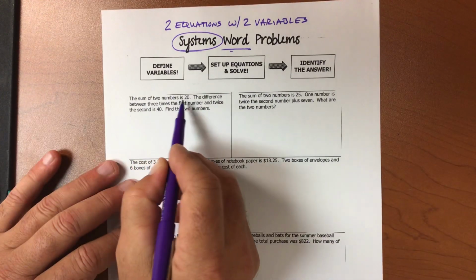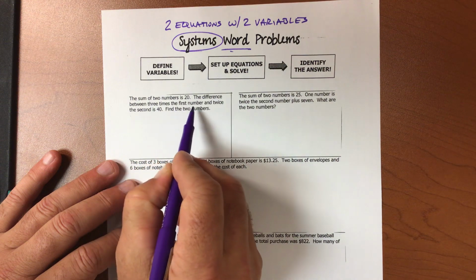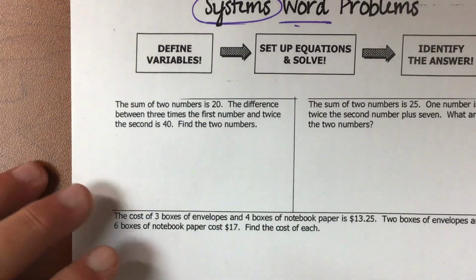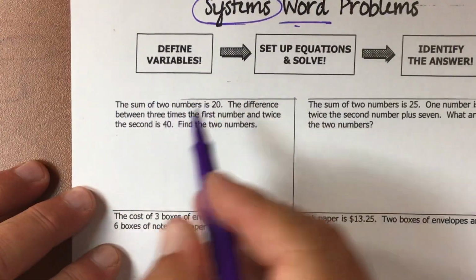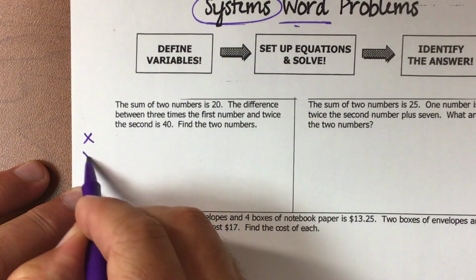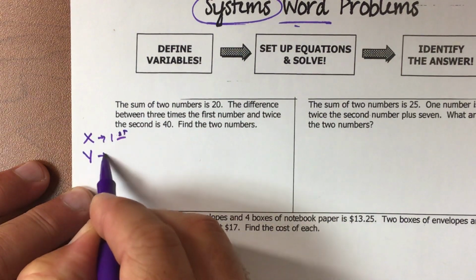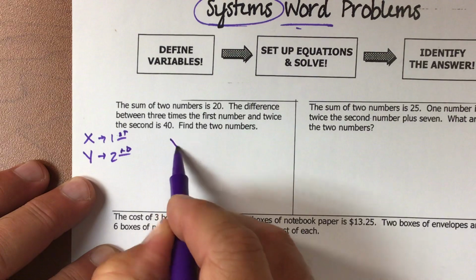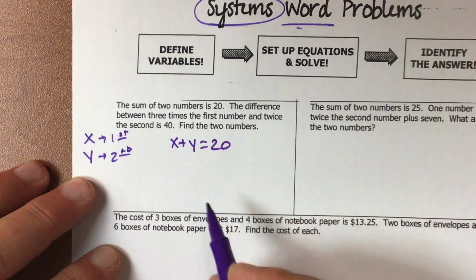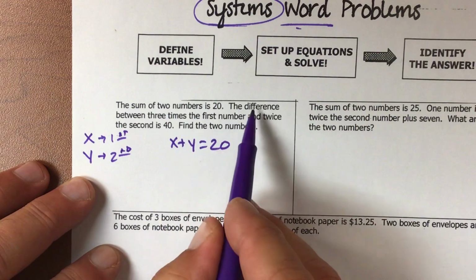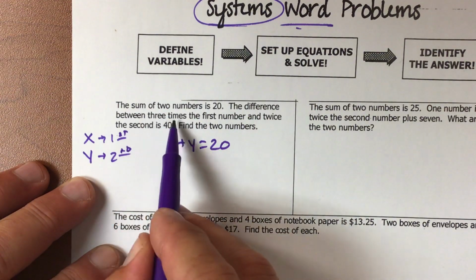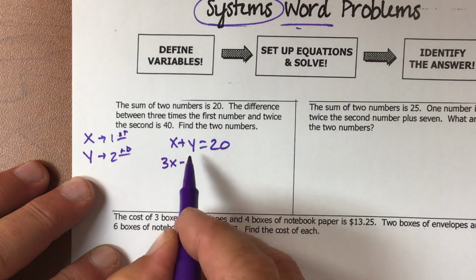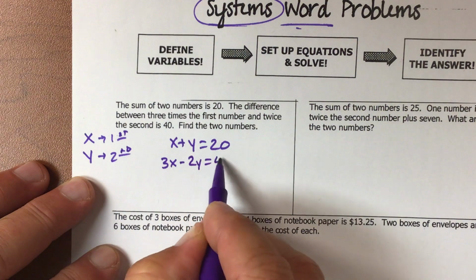All right, here we go. First one, sum of two numbers is 20. Difference between 3 times the first number and twice the second is 40. All right, so let me zoom in here a little bit. So I define the variables. We're talking about two numbers, so let's just make x and y. X is the first, y is the second. All right, no big deal. So the sum is adding, so x plus y is equal to 20. And then the second equation is a little bit more difficult, so we're going to say the difference between 3 times the first and twice the second. So 3 times the x, difference is minus, and then 2y is equal to 40.